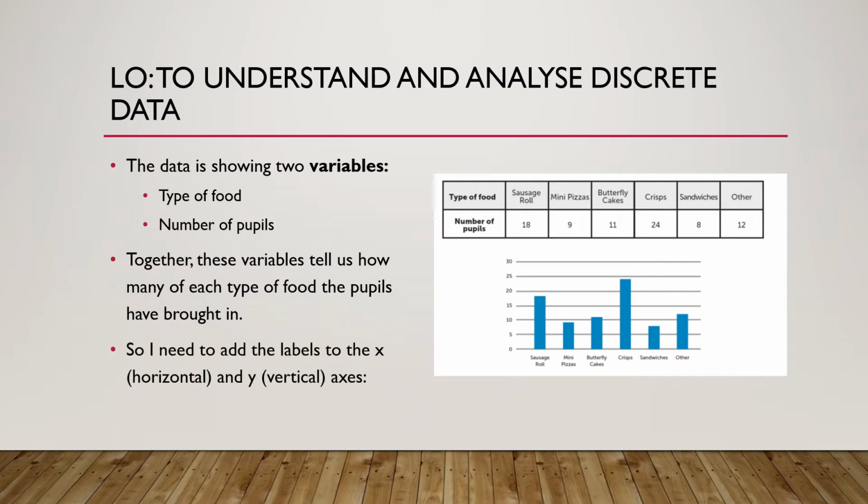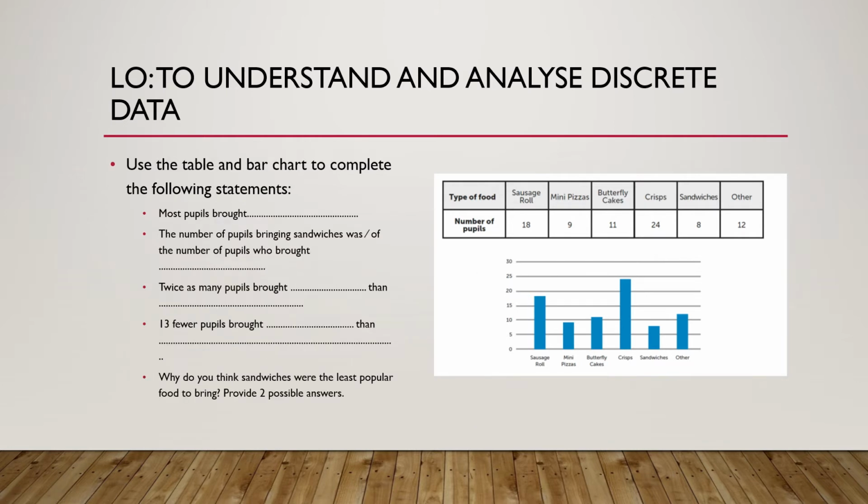But if we do this, we need to add labels to the x-axis, the horizontal axis down here, and the y, the vertical axis, that goes up here, like this. Now, I'd like you to use the table and the bar chart to complete the following statements. Pause the video, try this, and then we'll go through it together. Now, if you unpause it, you should be able to see if what you've got is right.